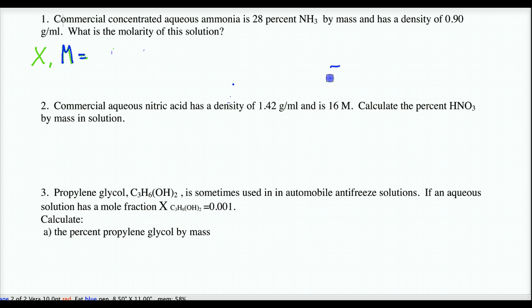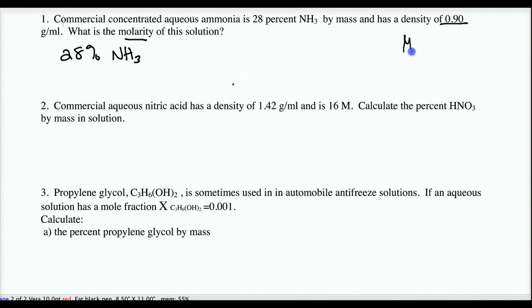Now also percent by mass is something we've dealt with last year, but let's look at it. The commercial concentrated aqueous ammonia at 28%. So we've got 28% by mass ammonia. What does that mean? For every 100 grams of solution, 28 grams is ammonia. Okay, the density is important. This helps us go from mass to volume if we need to. They want the molarity of this solution.